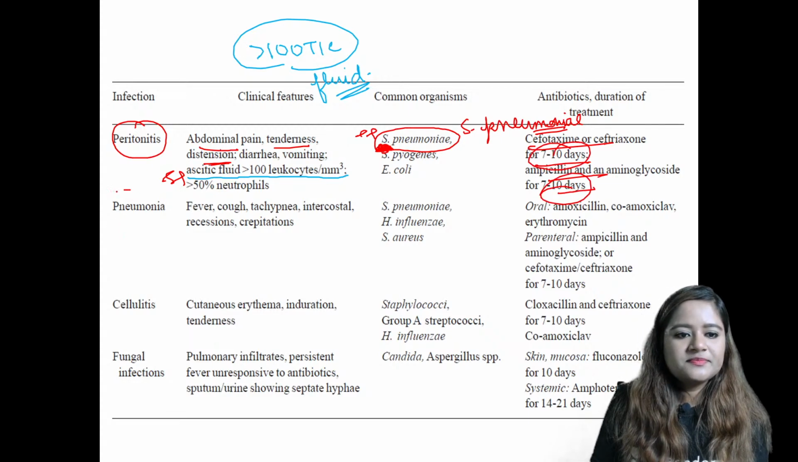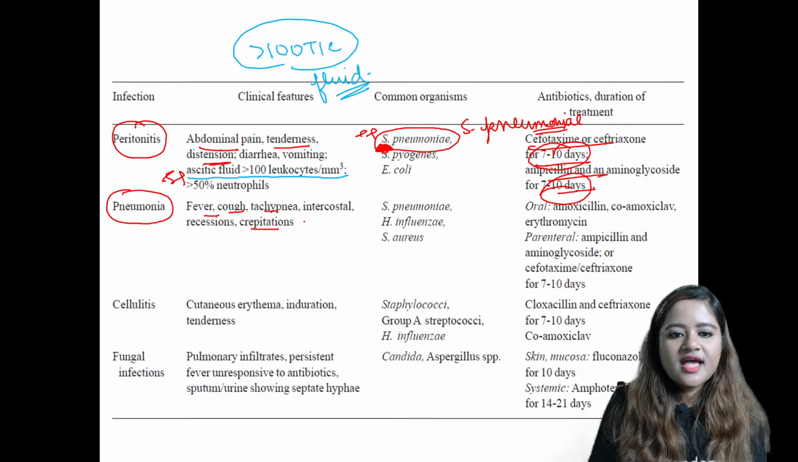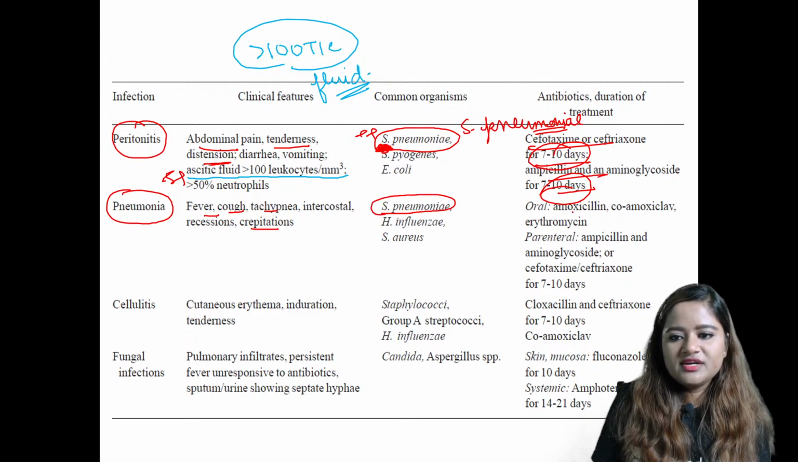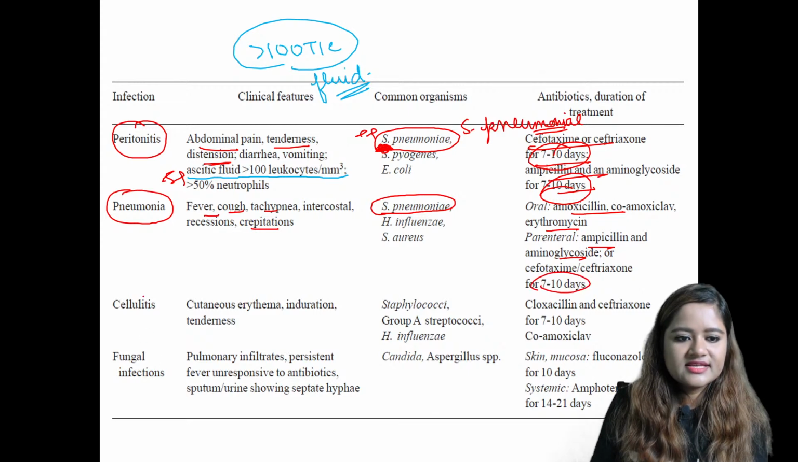Respiratory, I told you. So in respiratory infections, when pneumonia occurs, obviously the child will have fever, cough and respiratory distress, and on auscultation you would hear crepitations. Again, the organism is Streptococcus pneumoniae, which is the most common. You have to treat with oral antibiotics or IV antibiotics for 7 to 10 days.